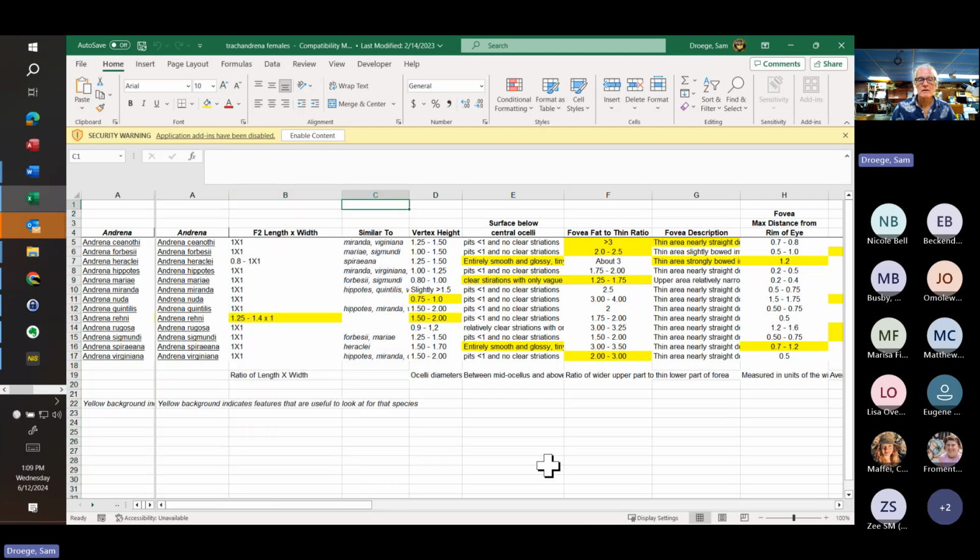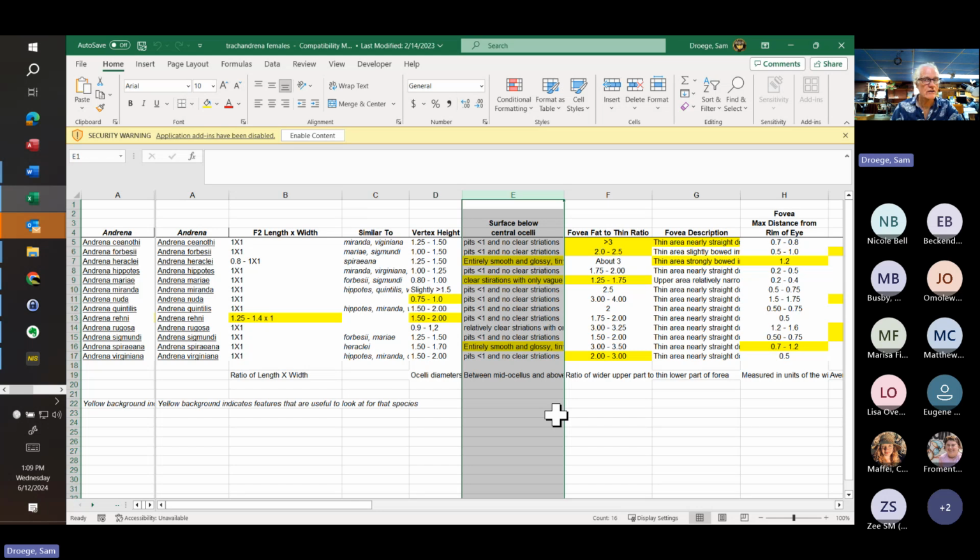Here's a column in C that talks about what other species are similar to this one that you should also contrast. And the vertex height, so that's the distance from the rear part of the ocelli to the rear of the head. We'll again look at that. And then we have surface below central ocelli. So this is the patch.